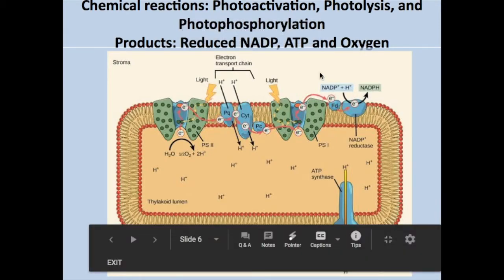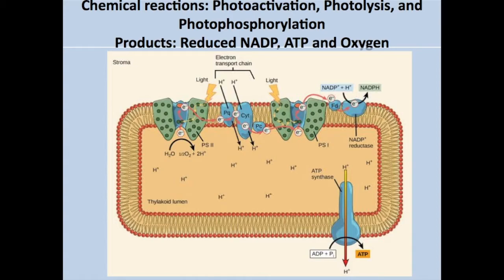Alright. So let's do, once upon a time, there was sunlight. Okay? Sunlight hit the thylakoid membrane. It hit the thylakoid membrane. Now there are special areas in your thylakoid membrane where chlorophyll is concentrated. These areas, we call them photosystems.